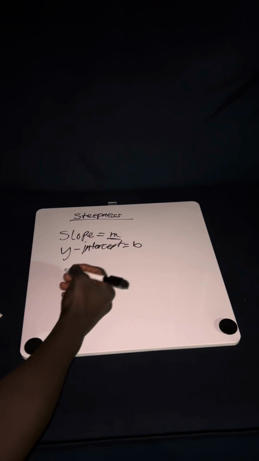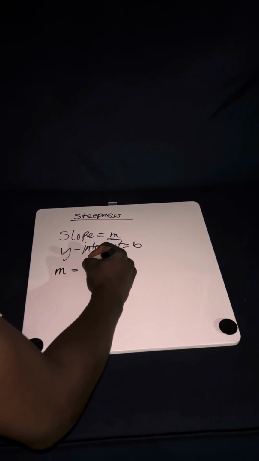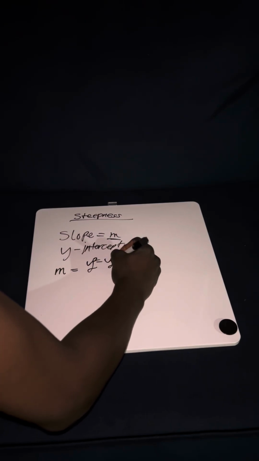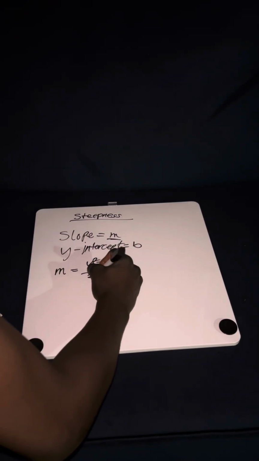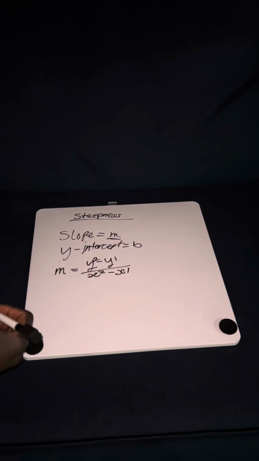To define this M, M is equal to y2 minus y1 all over x2 minus x1.